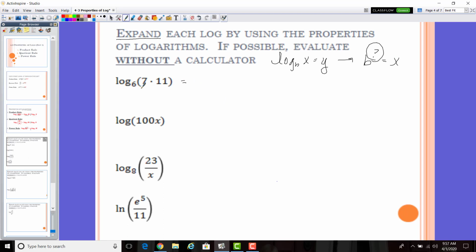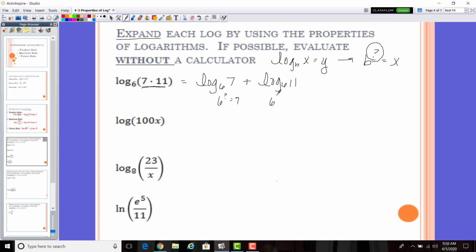Okay, so here we have 7 times 11. That is a product. So we're going to separate that 2-part product into log base 6 of 7. By product rule, we're going to add a log base 6 of 11. Now we have 2 new logs, so we need to ask ourselves, does 6 to any power equal 7? Well, that answer is no. That means that logarithm doesn't have a value that we can calculate without a calculator. We would need a calculator to do that. So we can't reduce that one.